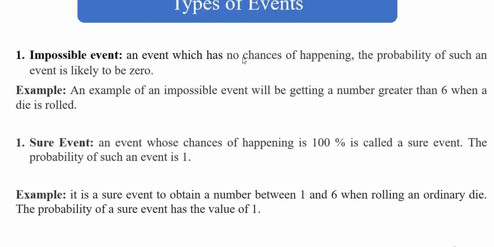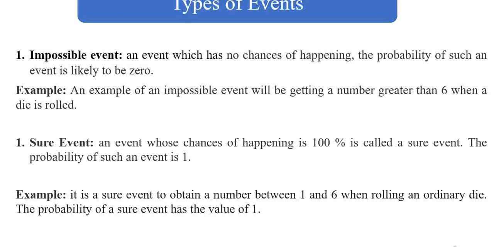An event which has no chances of happening, the probability of such an event is likely to be zero. Okay, so this is an impossible event. Isn't it clear from the name that it cannot occur? An example of an impossible event would be getting a number greater than 6 when a die is rolled. This is a simple example, and you can make other examples from real life.